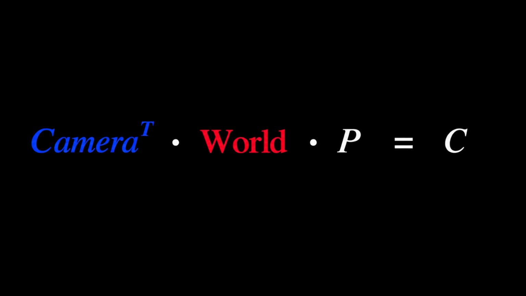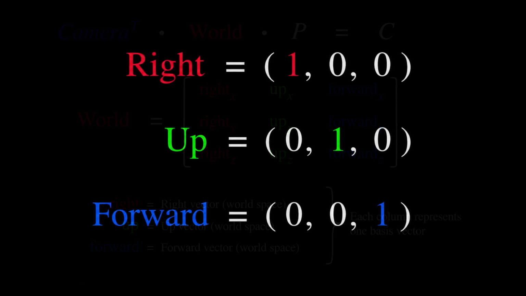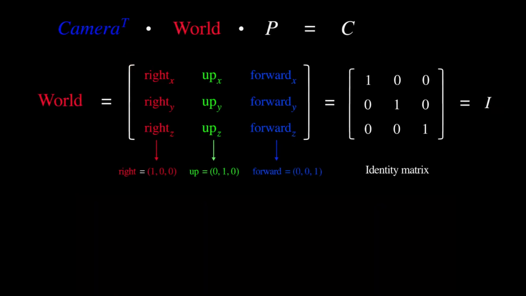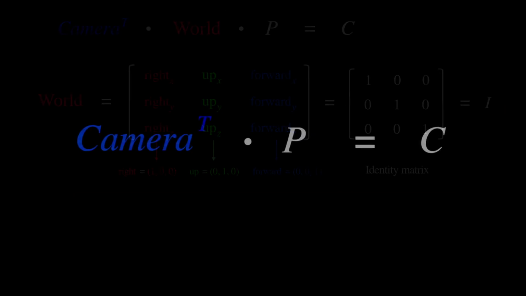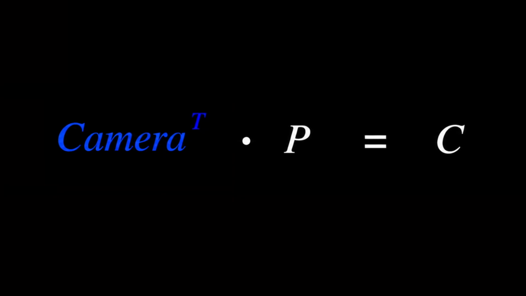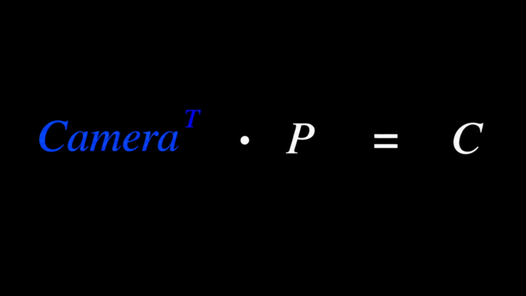There is one more simplification we can make. Let's take another look at the world matrix. Earlier we defined it like this, using the world basis vectors. This is how we define the world basis vectors. When we put them into a world matrix, we get the identity matrix. As previously mentioned, multiplying by the identity matrix does nothing, so we can remove the world matrix from the equation. Without the world matrix, our formula only uses the camera matrix. To convert a point from world space into camera space, we simply multiply it by the transposed camera matrix. Now the only remaining question is, how do we build the camera matrix?